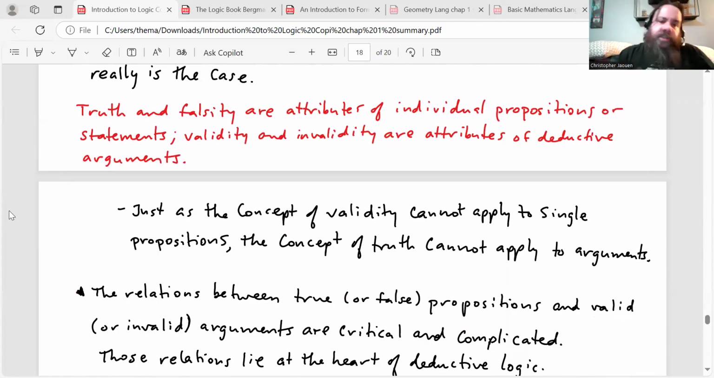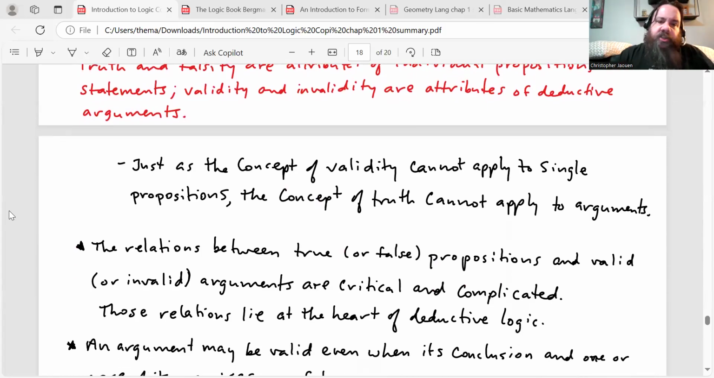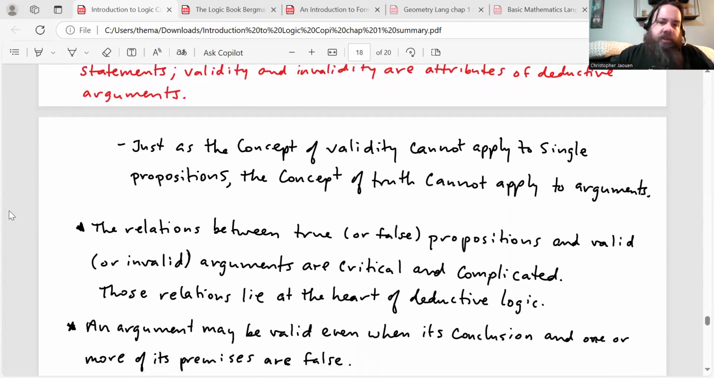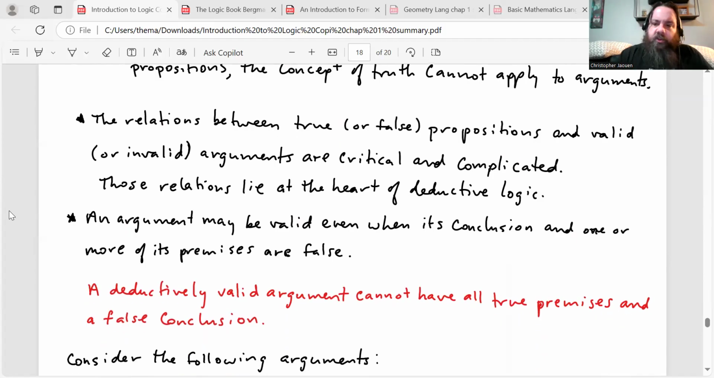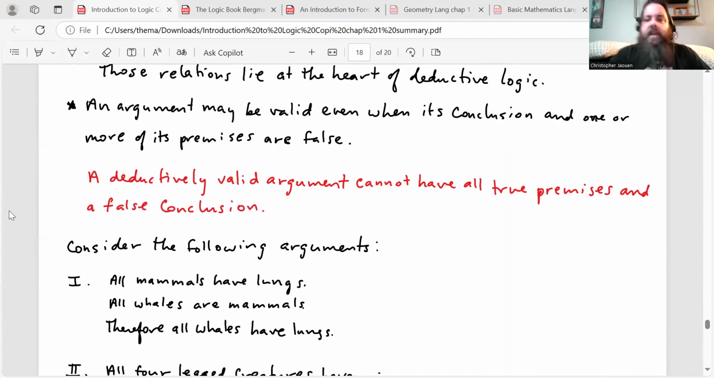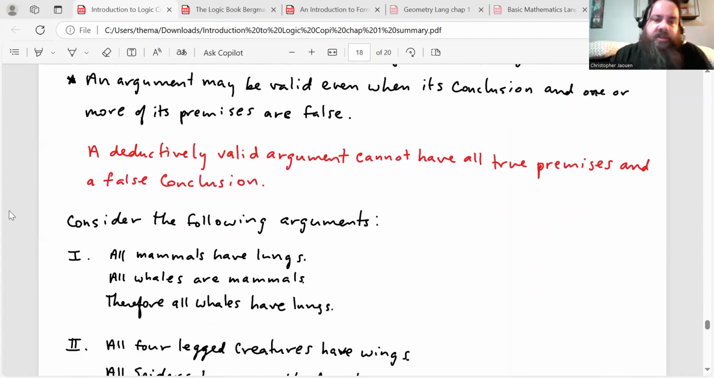So just as the concept of validity cannot apply to single propositions, the concept of truth cannot apply to arguments. So deductive arguments are either valid or invalid, whereas propositions are true or false. The relation between true or false propositions and valid or invalid arguments is critical and complicated. These relations lie at the heart of deductive logic, so we're going to explore that. An argument may be valid even when its conclusion and one or more of its premises are false. A deductively valid argument cannot have all true premises and a false conclusion. It's important to keep in mind.